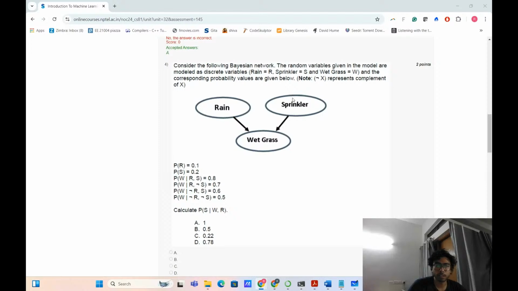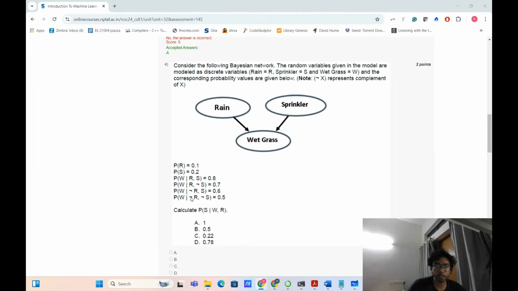So the question is that you have been given a Bayesian network, and the probability that there is wet grass could be caused by rain or a sprinkler. And here is the probability of rain, probability of sprinkler, probability of wet grass given rain and sprinkler, probability of wet grass given rain and not sprinkler, probability of wet grass given not rain, sprinkler, probability of wet grass given not rain and not sprinkler.